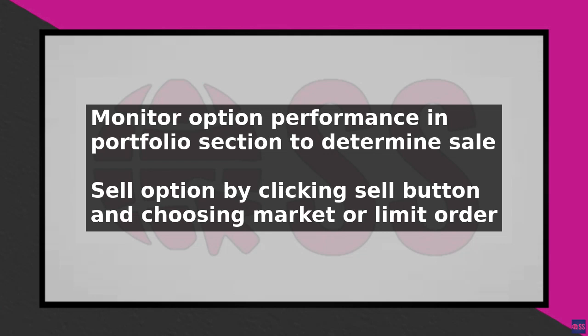When your option increases in value, you can take profit by selling it. To do this, go to the Portfolio section, find the option you want to sell, and click on the Sell button. You will then be presented with a screen that shows the current market price of the option. You can choose to sell at this price, or set a limit order to sell at a higher price. Setting a limit order allows you to specify the minimum price you are willing to sell at, and the order will only be filled if the option reaches that price.